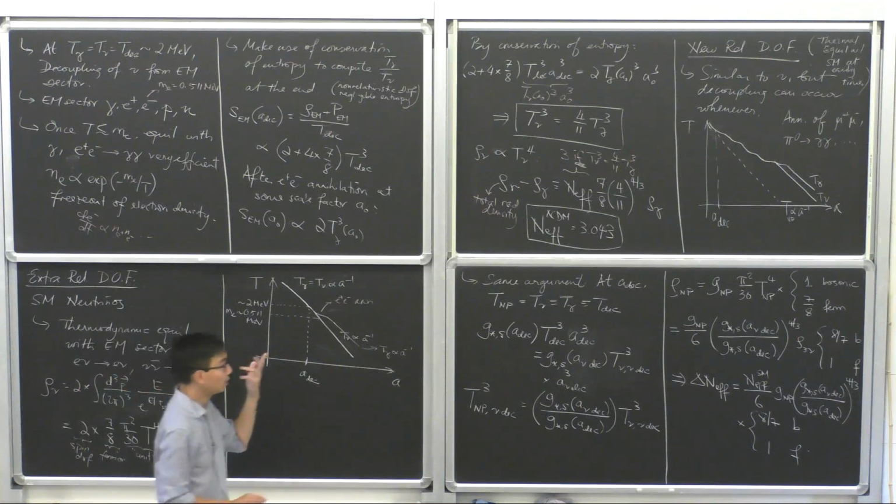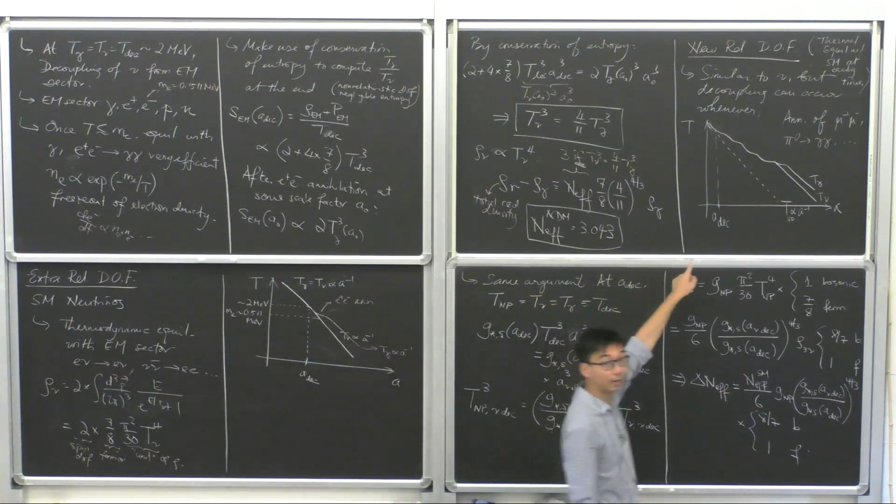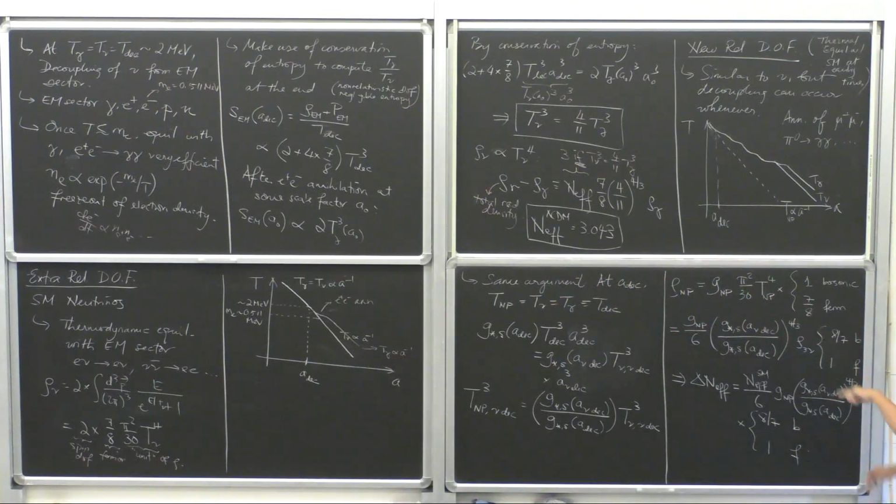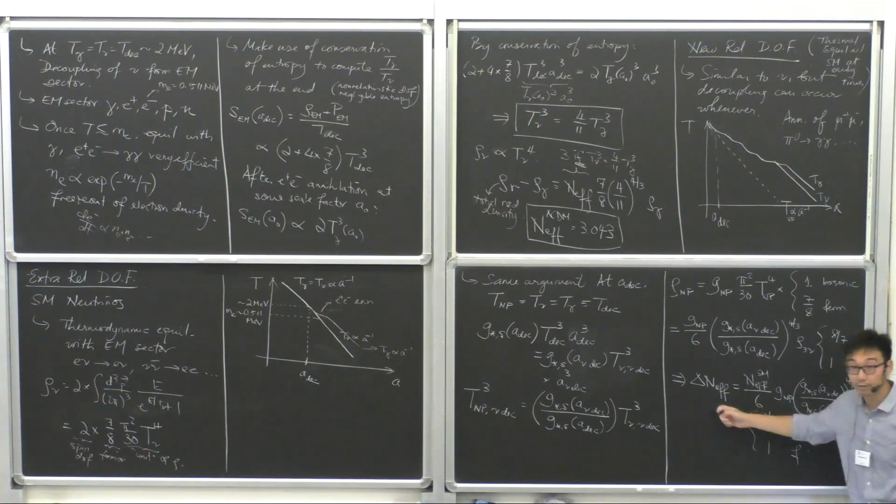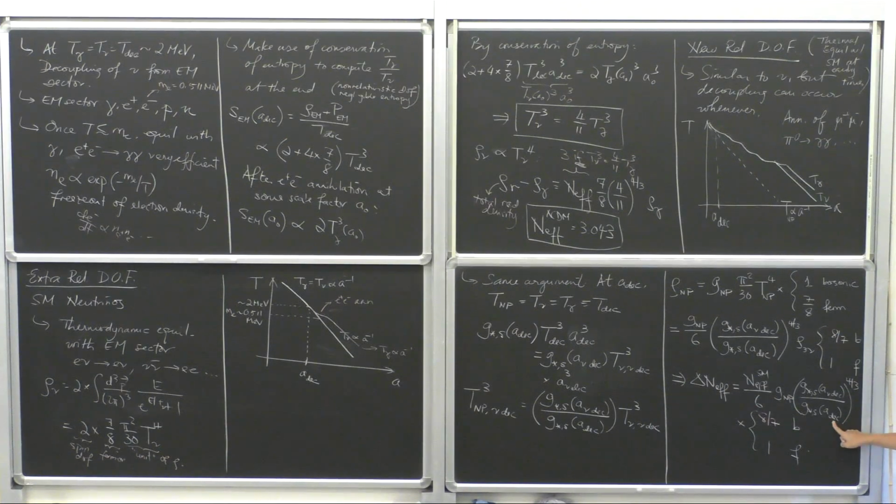Okay, so the intuition from here, right, is that if you decouple earlier, you have a smaller temperature, you have a smaller energy density. The same thing is true here. If you decouple earlier, there are more degrees of freedom in the standard model plasma. And so this number is smaller, and then to the 4/3, and so this delta N effective goes down as your A decoupling gets smaller. In other words, you decouple earlier. Okay?